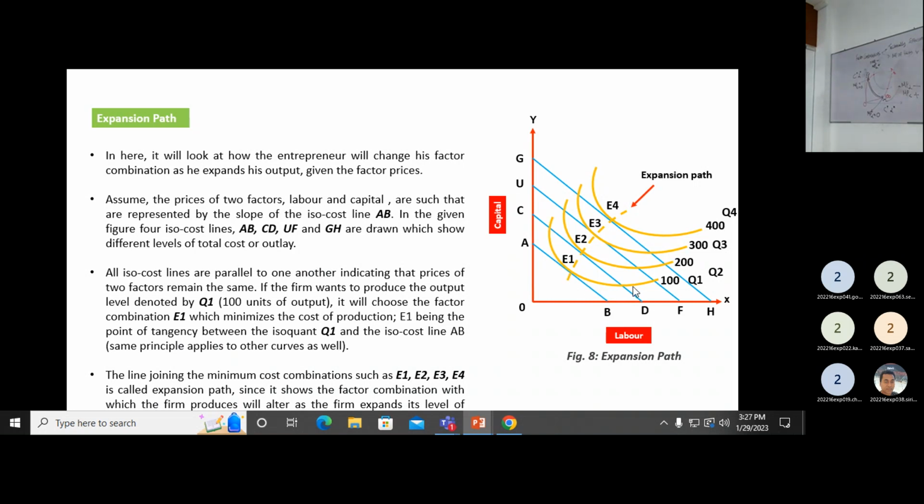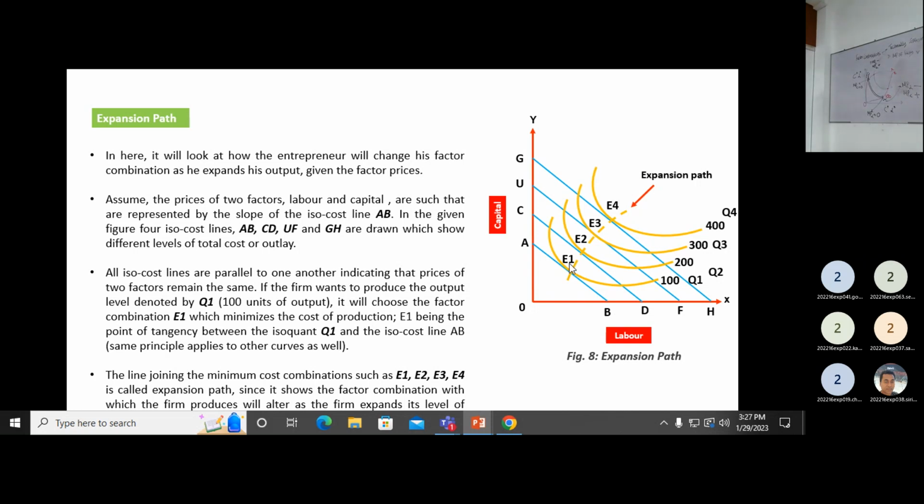Isoquant means the same output level that a company could get by using different factor combinations. So here you have how many isoquant curves? Four isoquant curves: 100, 200, 300, and 400. And here you could see these blue color lines. What are those? Isocost curves, which represent the factor prices.